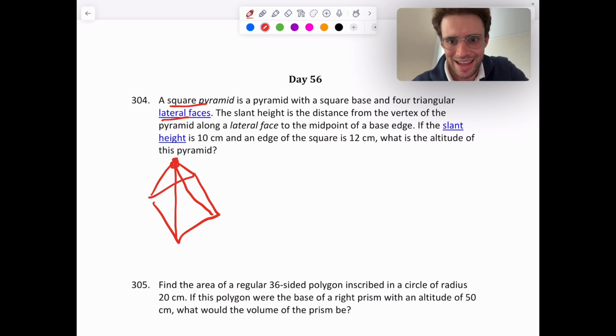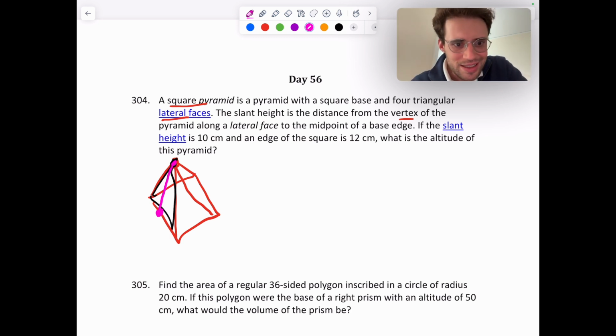The slant height is the distance from the vertex, meaning the top point of the pyramid, along a lateral face, so along one of these faces, like this, to the midpoint of a base edge. So it's talking about this line, connecting the midpoint of the base edge to the vertex.